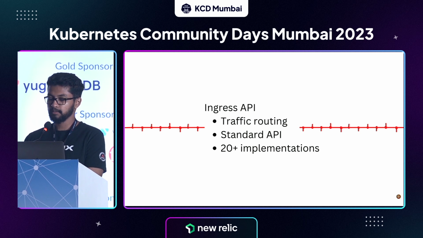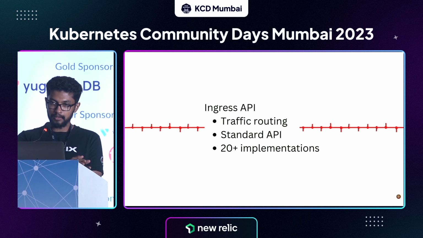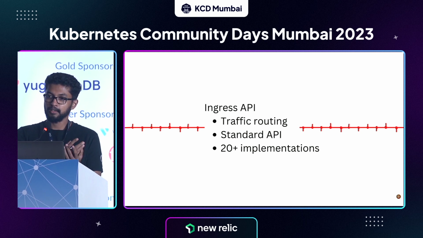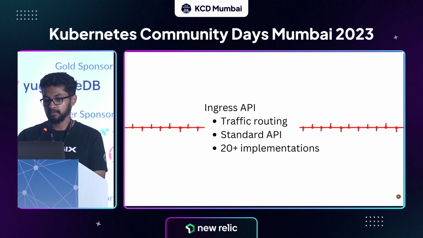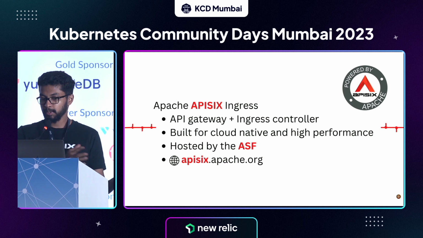And Ingress API is basically a standard API provided by Kubernetes that lets you define how ingress traffic, or traffic into your cluster, comes. And it is just an API, and you have to implement this API to actually have something to route this traffic. And there are 20 plus implementations of the Ingress API. And Apache APISIX Ingress is one such implementation.